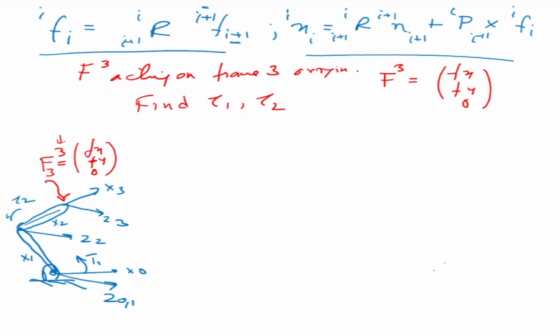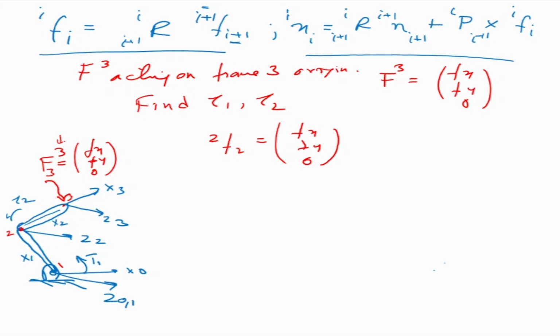So what we do here is use this matrix repeatedly. If the force F3 is acting at frame 3, what is the force acting at joint 2, and then at joint 1? This is my frame 3, this is my joint 2 and this is my joint 1. So F_2^2 will be equal to Fx, Fy, and 0, because there is no angle between the x-axes. Whatever force is acting on the origin of frame 3 becomes the same as the force acting on frame 2, right?